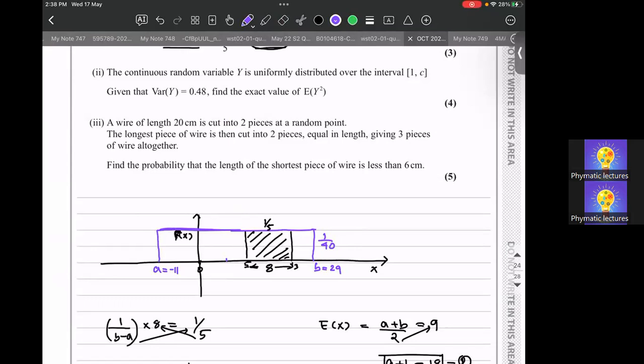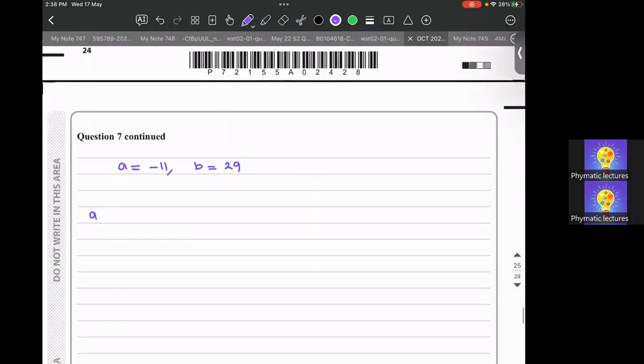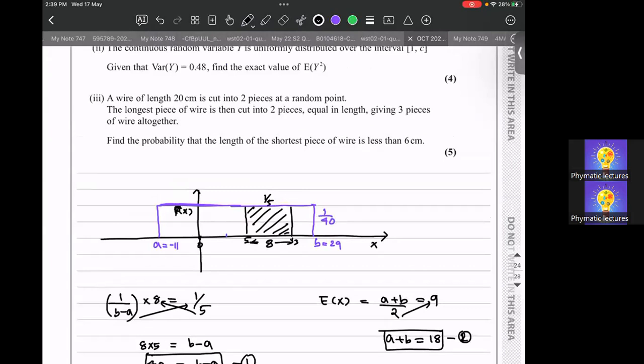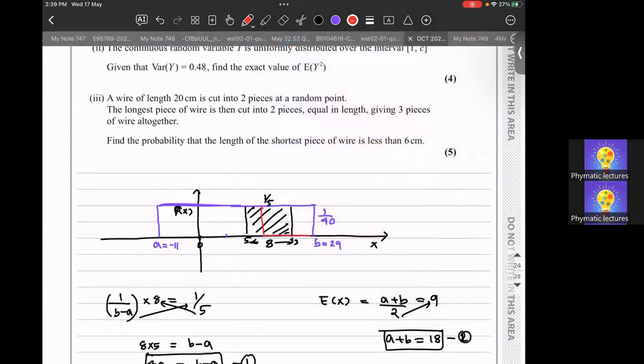Now, what is our question? The probability of 3x greater than a plus b. First of all, we will simplify this. 3x greater than a plus b, where a is minus 11 and b is 29. Therefore, 3x greater than 18, or x greater than 18 by 3, so x greater than 6. Indirectly, they are asking for the probability of x greater than 6. That means we should consider the entire area from 6 to 29. We need to find this area.